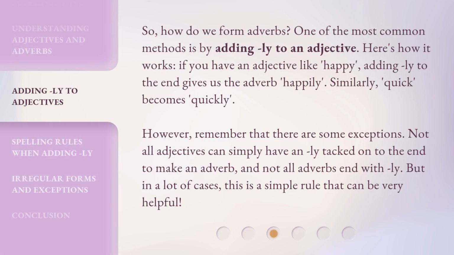So, how do we form adverbs? One of the most common methods is by adding "ly" to an adjective. Here's how it works. If you have an adjective like happy, adding "ly" to the end gives us the adverb happily. Similarly, quick becomes quickly.